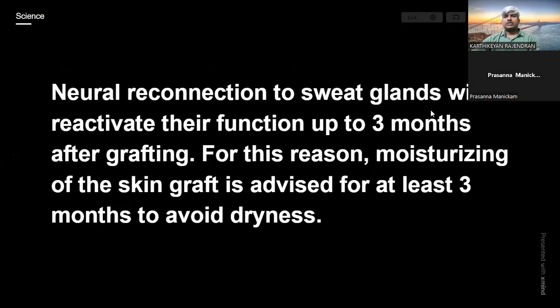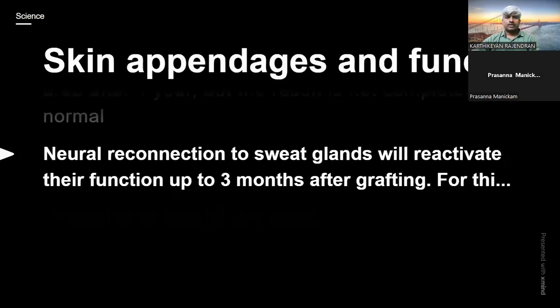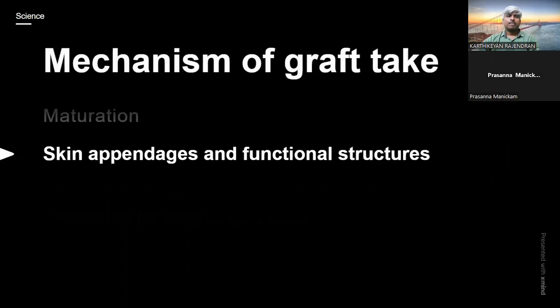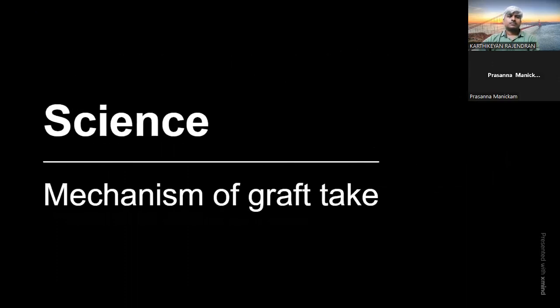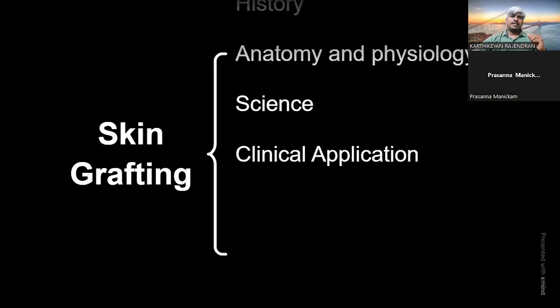Neural reconnection to sweat glands reactivates their function up to 3 months after grafting. For this reason, moisturizing of the skin graft is advised for at least 3 to 6 months, using paraffin or coconut oil. So this is the mechanism of skin graft take. We will take the clinical application, how to do grafting, and how to tackle the complications in the next video. Thank you.